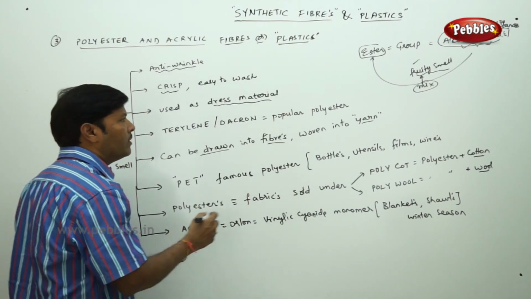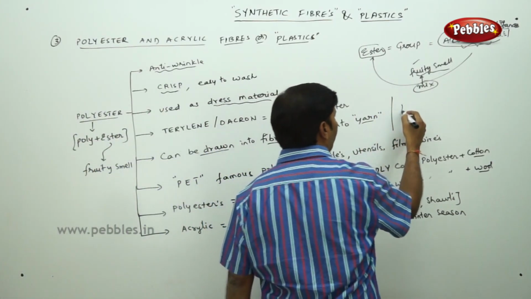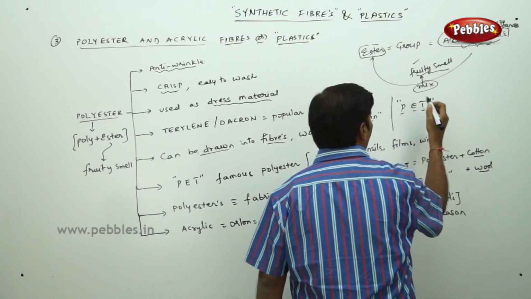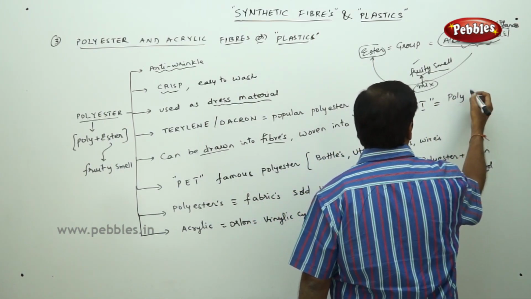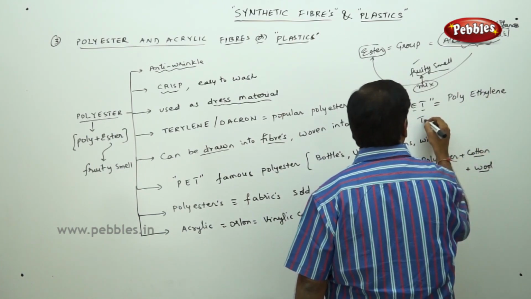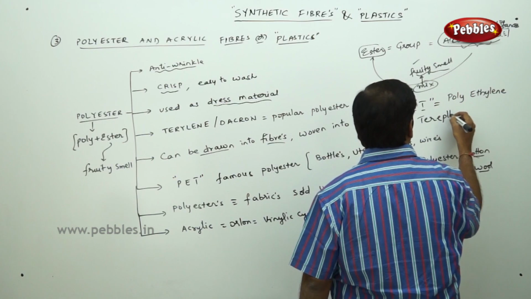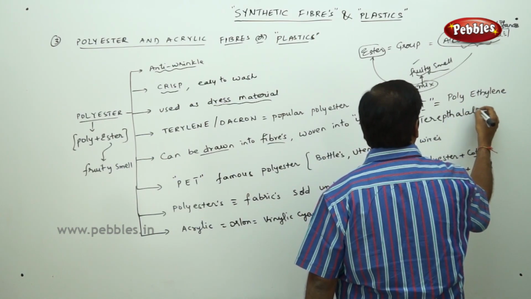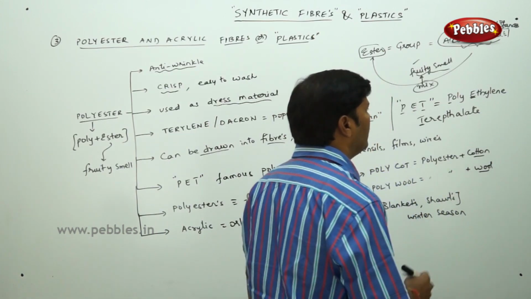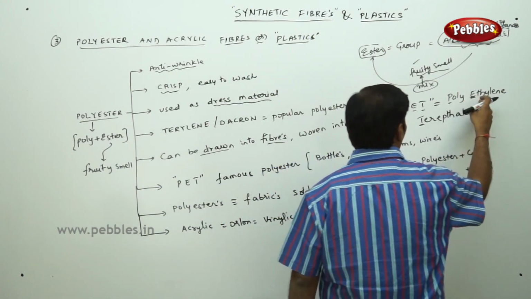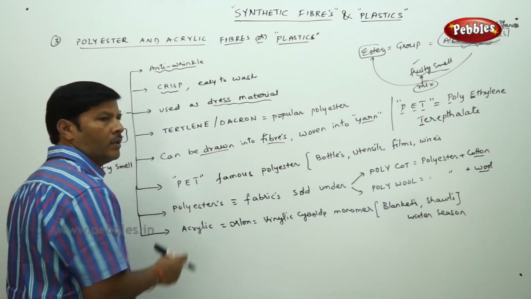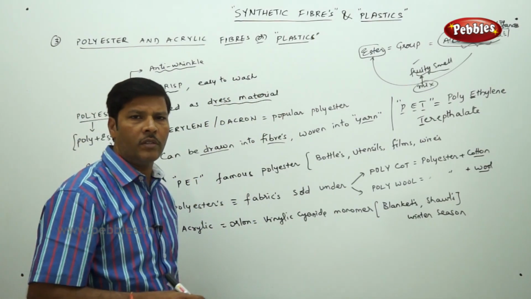Actually the word PET, I'm just writing over here, means in the language of chemistry polyethylene terephthalate. Polyethylene terephthalate is the actual terminology which we use for PET. That means ethylene and terephthalate are the two chemical substances which are used in this PET as a synthetic fiber or a synthetic plastic.